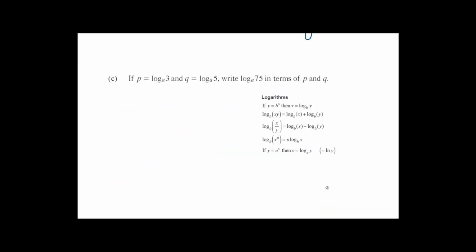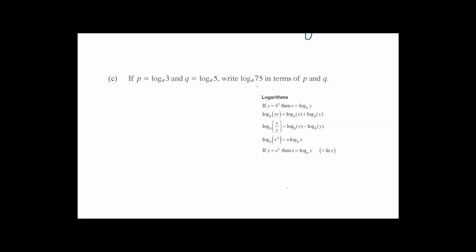All right, so this is an achieved/merit question. A bit slightly tricky, but it should be doable. If P equals log_a 3 and Q equals log_a 5, find log_a 75 in terms of P and Q. So what are we going to do? We're going to exploit these formulae here.